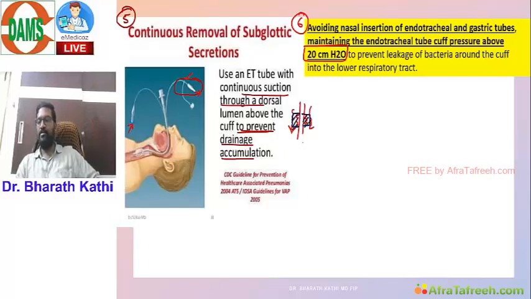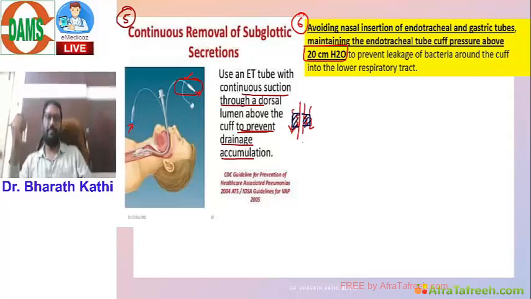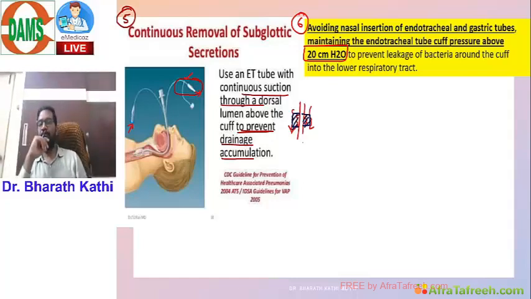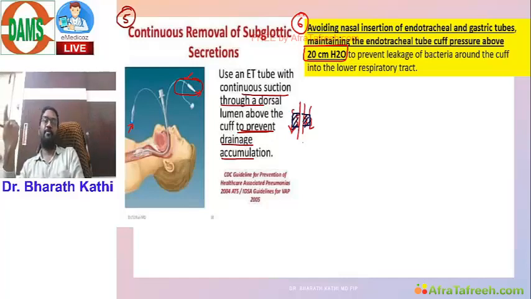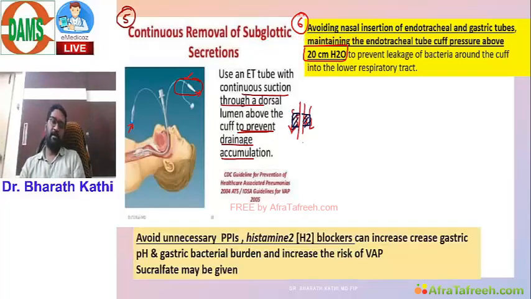Okay. Duration of antibiotics, I'll tell you after this, after how to prevent ventilator associated pneumonia. After this I'll tell you duration, don't worry. So proper inflation of the cuff to 20 centimeter will prevent leakage. Again, if you increase the cuff pressure, it can cause damage to the surrounding tracheal wall.